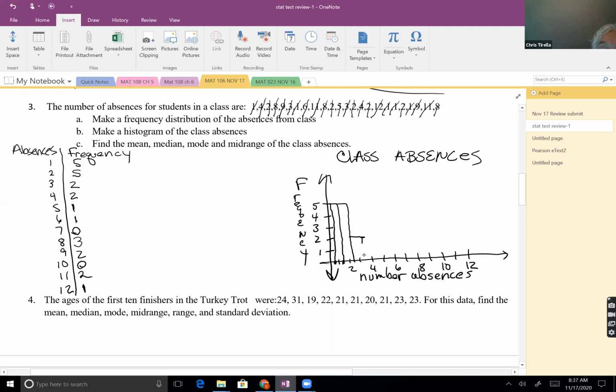Centered at 3 will have a bar of height 2. Centered at 4 will have a bar of height 2. Centered at 5 will have a bar of height 1. At 6 we'll have a bar of height 1. There is no 7, so it's almost like having a bar of height 0 at 7. Then at 8 we have a bar of height 3. 9 we have a bar of height 2. 10 height 0. 11 height 2. 12 height 1.